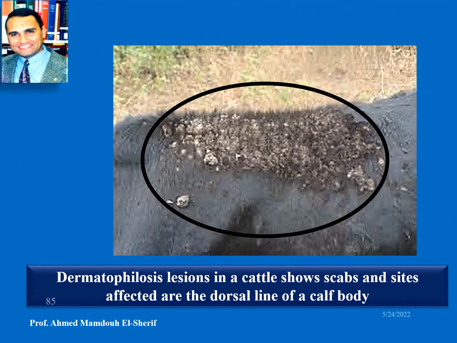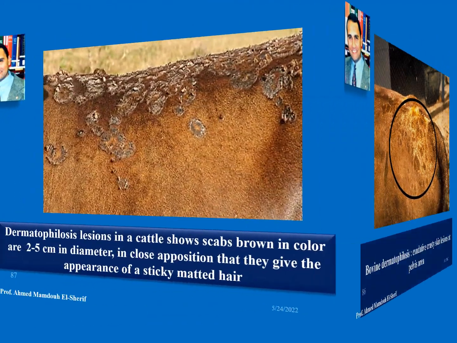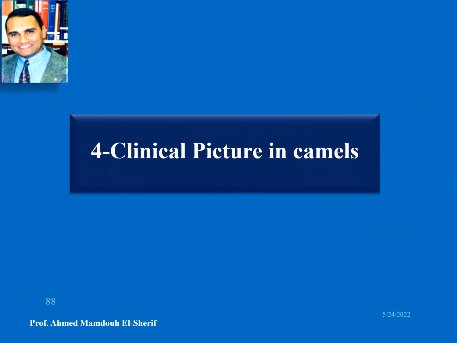A collection of scabs at the dorsal line of a calf's body due to dermatophilosis. Bovine dermatophilosis, exudative crusty skin lesions at the pelvic area. Dermatophilosis lesions in cattle show brown scabs, 2 to 5 cm in diameter, in such close opposition that they give the appearance of sticky matted hair at the dorsal line. Dermatophilosis clinical picture in camels.